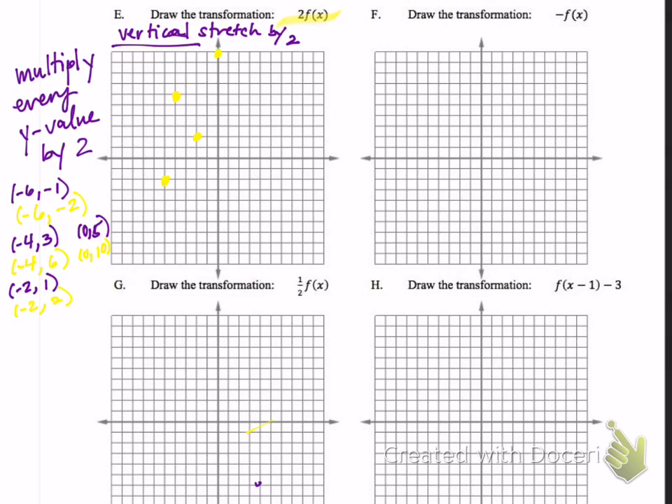Is that the top point, I think? Yeah. The next one was at (2, 2). So what will the new point be at? (2, 4). Good. The next point was at (4, 4). So the next point will be at what? (4, 8).